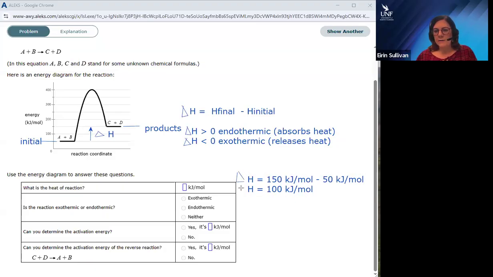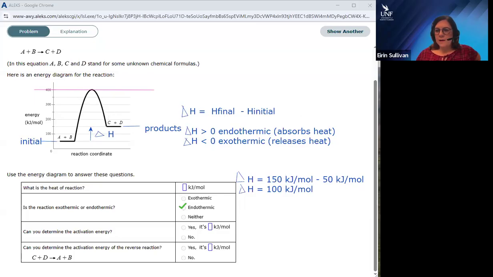It is endothermic. Of course, if my arrow was pointing the other way, if the reactants were at a higher energy than the products, then that would be an exothermic reaction. But we're going to click endo. Can I determine the activation energy? So the activation energy, let's change color, is this hump all the way up here, okay? So there's quite a big hump that you've got to get over before we can form those products.